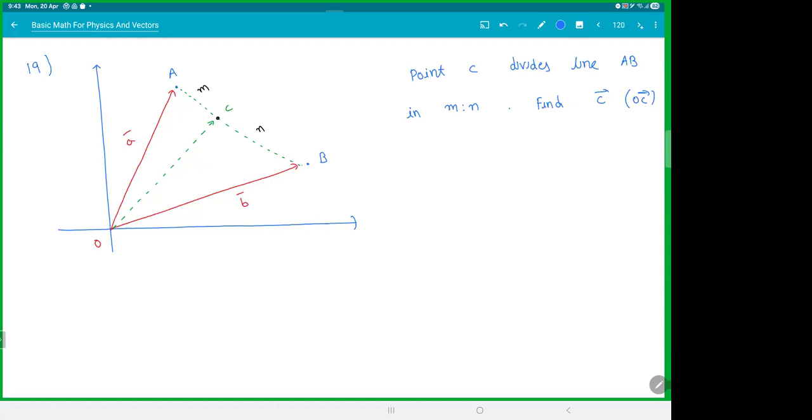Everyone knows ratios, right? Suppose if something says, it is divided in 2 is to 3 ratio, how do you divide this? 2 by 2 plus 3, into the total whatever. So we have a vector A bar, we have a vector B bar, and the line AB, there is a point C somewhere in the middle. And it divides in the ratio of m is to n. And what is C bar in terms of A bar and B bar and m and n? Give it a try.